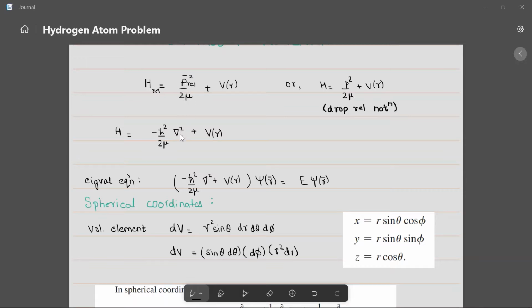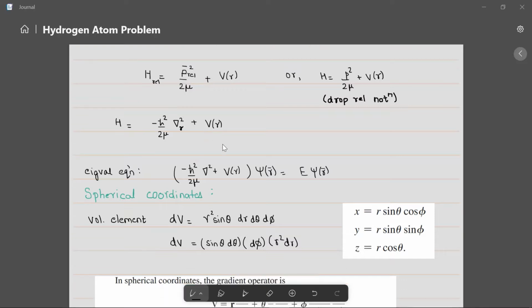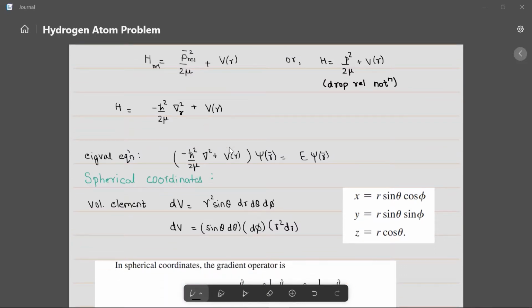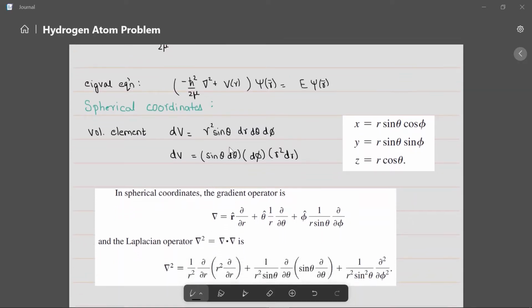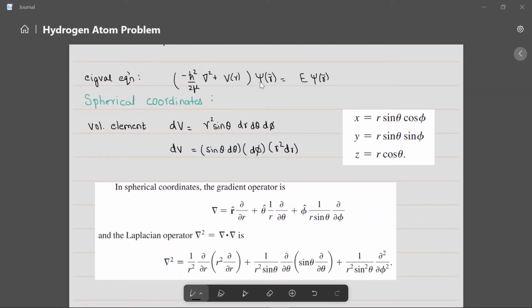Now in the operator form, we know that p relative is written in terms of del squared. We had earlier written a small r here, but since we are dropping the relative notation, we'll just call it the del part. So the eigenvalue equation, we saw it in the last video also. We write H psi of r equals E psi of r.